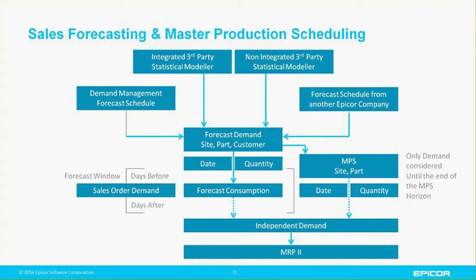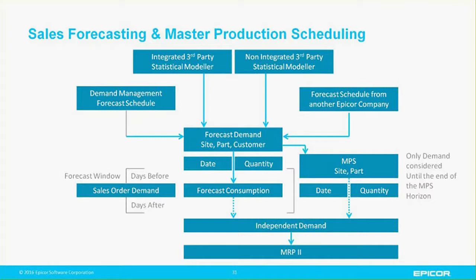Driving MRP2 from forecast means that the production and procurement plan is driven from expected sales demand. However, production facilities often prefer to build a master production schedule to drive production procurement rather than rely on the accuracy of the forecast. In this case, forecasts may be transferred into the MPS and adjusted manually by production planning before being submitted to MRP2.